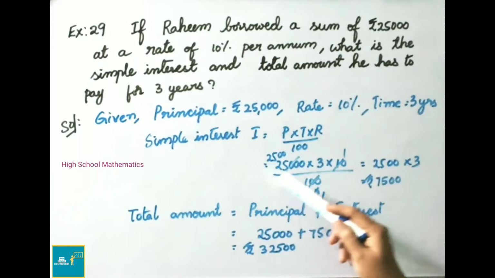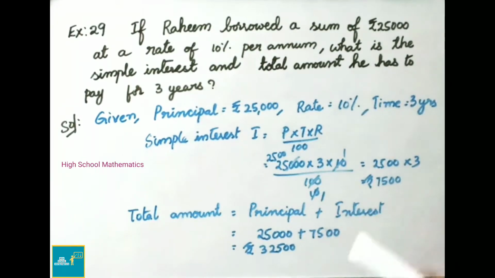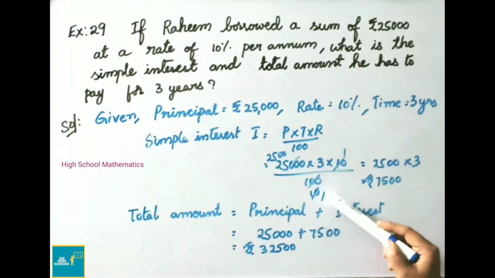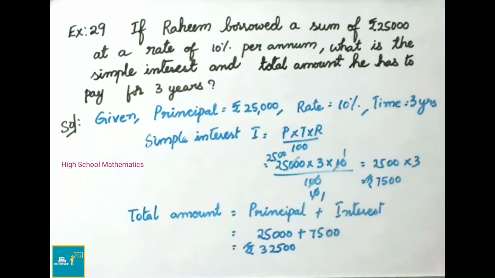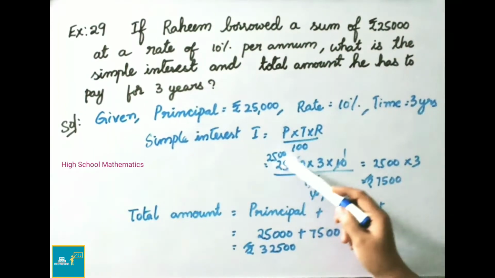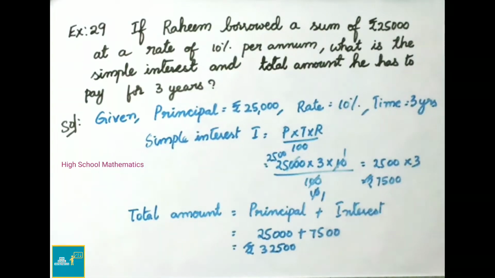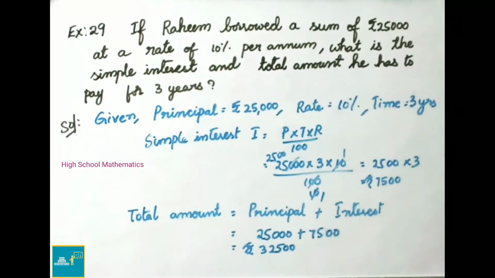Write down 10 by 100. 10 ones are 10, 10 tens are 100. Now 10 ones are 10. 10 times 2500 is 25,000. That equals multiply numerator 2500 into 3. That equals 7,500 rupees. Therefore, simple interest is 7,500 rupees.